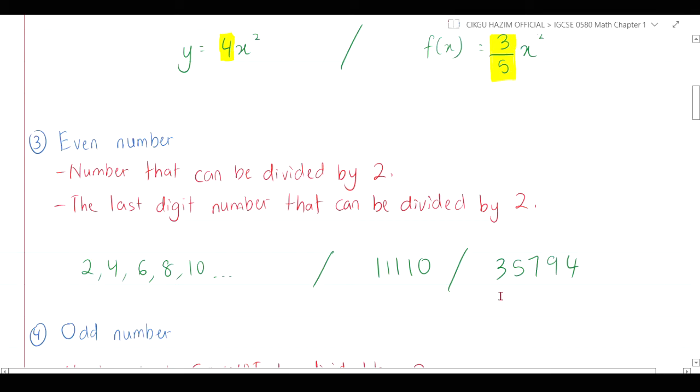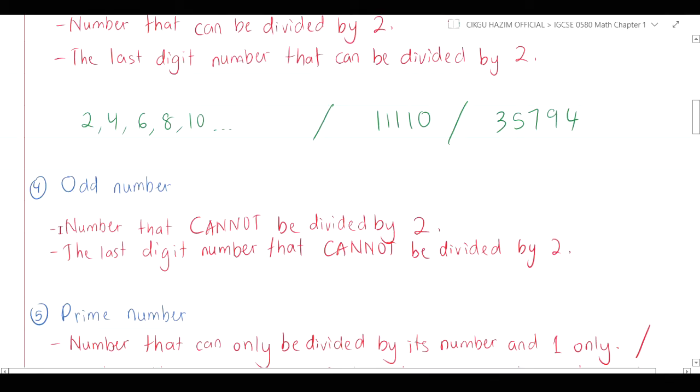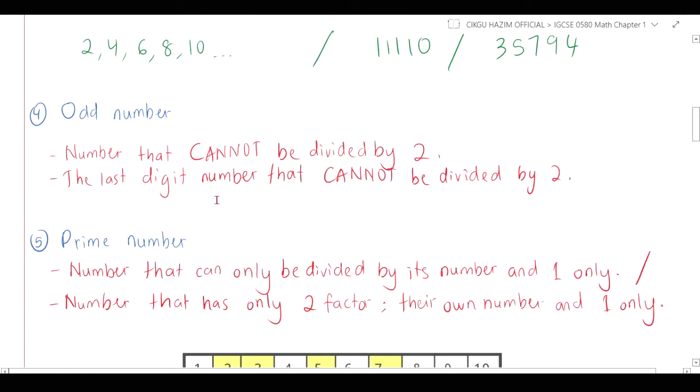Same goes to here: 3, 5, 7, 9. All of them are odd numbers. But the last number is even, so it's still considered an even number. It's the opposite of the even number. Here is odd number. Same thing, I don't need to explain here, right? The number that cannot be divided by 2, and the last digit that cannot be divided by 2, is so obvious. So I don't need to put an example here, and I surely hope that you guys understand. And next thing here, let's continue to the prime number.